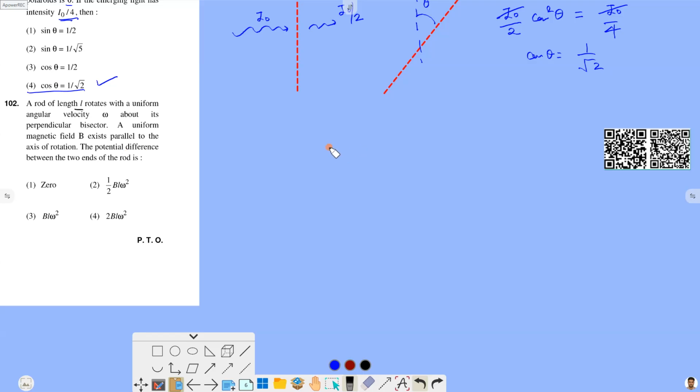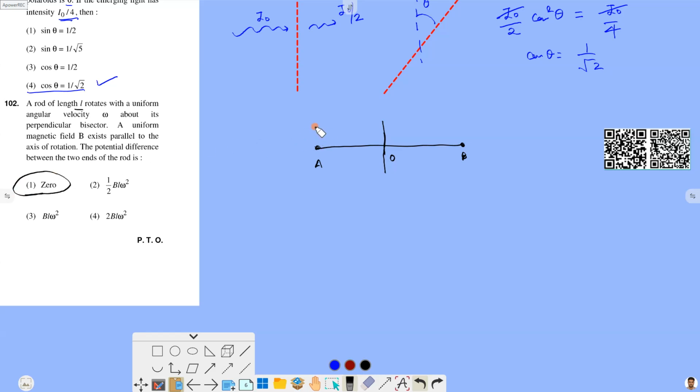Suppose I have this rod, then I can rotate it about the center, that is suppose point O, and I can also rotate it about one end, that is suppose point A. Now if it is rotating about the center, and this is endpoint A and this is endpoint B, then both of these endpoints will be at the same potential and their potential difference will be 0. So according to that, our answer will be 0.